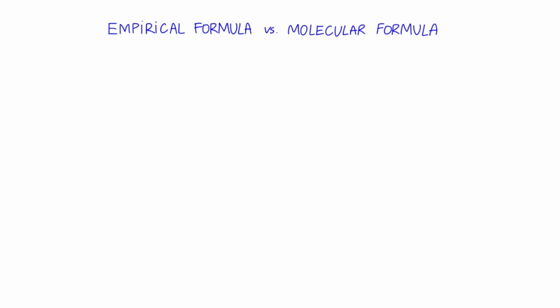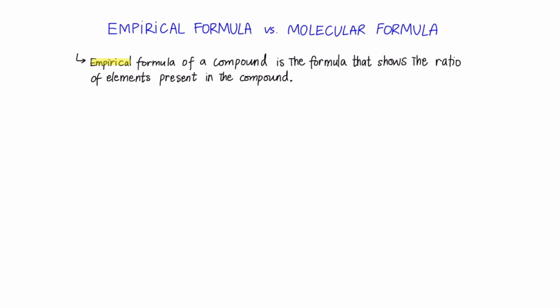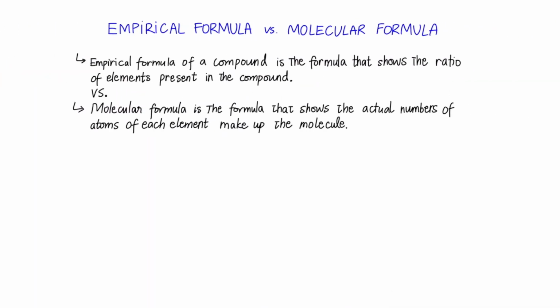So let's get started. The empirical formula of a compound is the formula that shows the ratio of elements present in the compound. In contrast, we have the molecular formula, which is the formula that shows the actual numbers of atoms of each element that makes up the molecule.